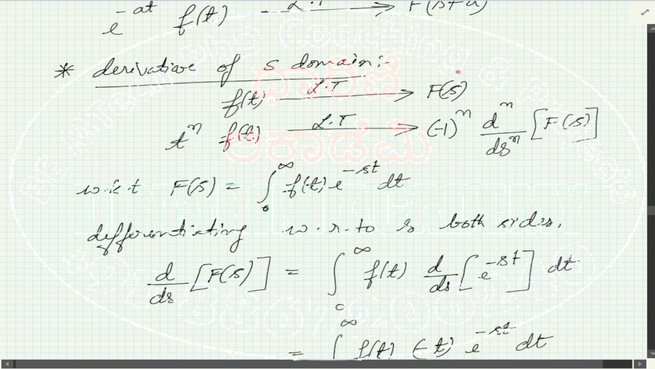After this condition, if you have t to the n into f of t, the original f of t gets multiplied by t to the power n. This indicates the f of s which we had earlier gets differentiated n times, d n by d s to the n comes into picture, with a multiplier that is minus 1 to the power n.